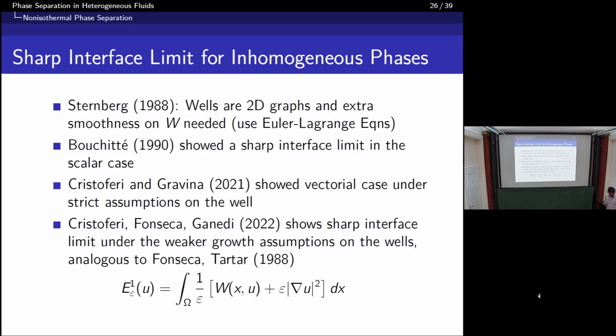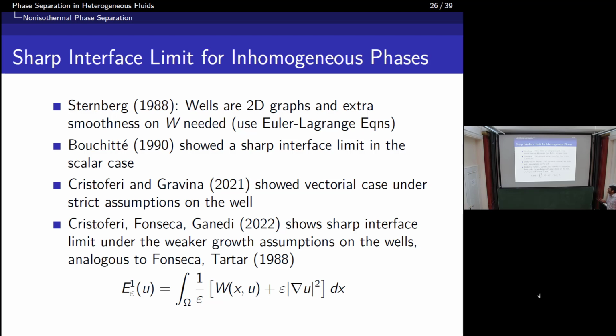Surprisingly enough, I started this as part of my PhD thesis, and it wasn't actually done. There wasn't much literature on this. Sternberg, in his original 1988 paper, does a special case where the wells are 2D graphs and you have very smooth W's. And then Bouchette showed a sharp interface limit in the scalar case. But the methods don't, I guess, generalize to the vectorial case.